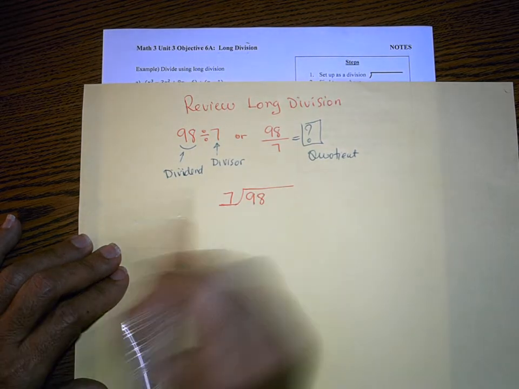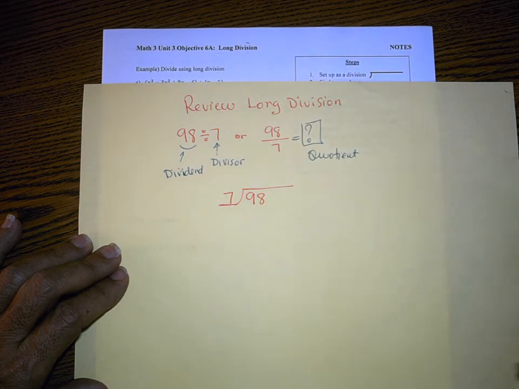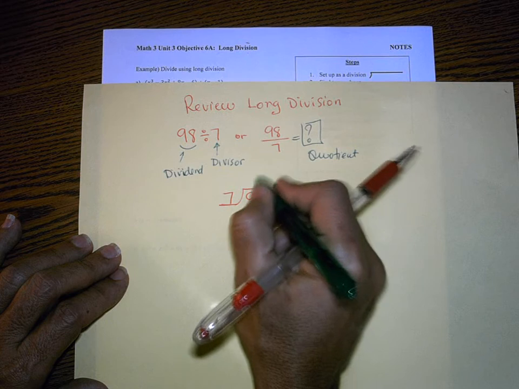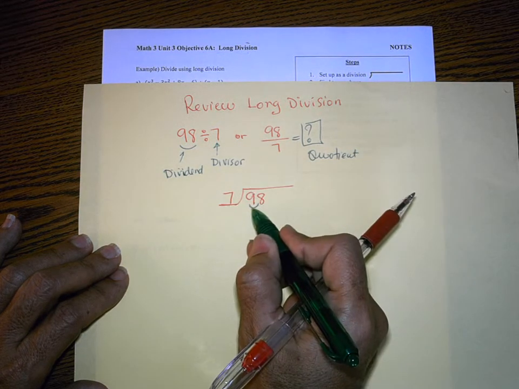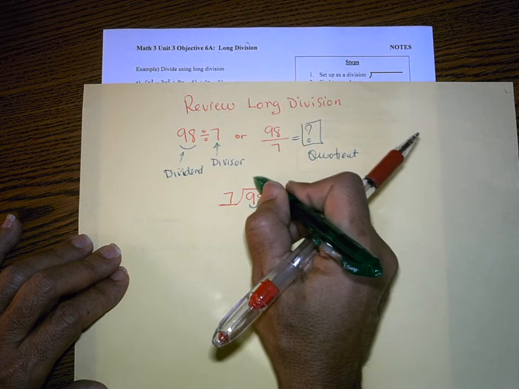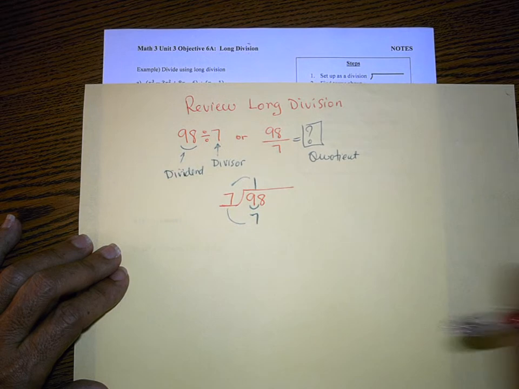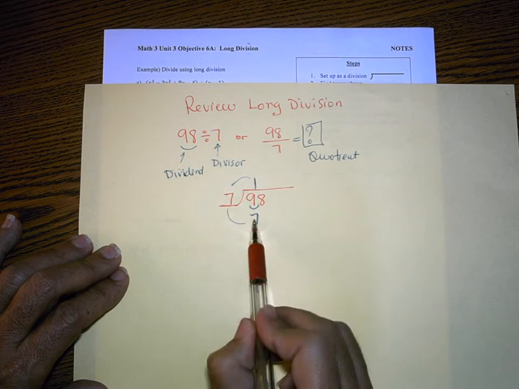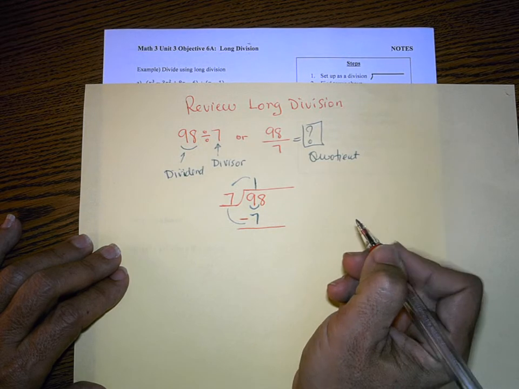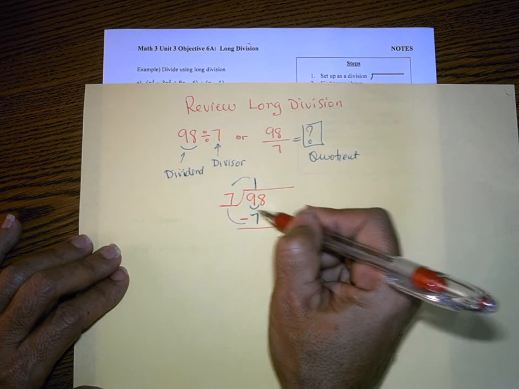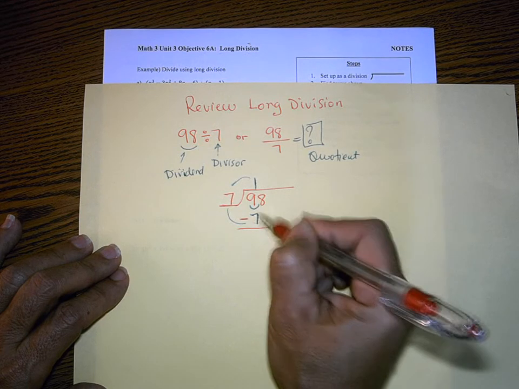Because 7 is just one value, I'm only going to focus on one value here. How can I multiply some number times 7 to get a 9, or at least close to a 9? Well, we know that 1 times 7 equals 7. Remember, we have to do a little subtraction right there. There was always a subtraction. Notice that 1 times 7 is positive 7. I want to do a little subtraction.